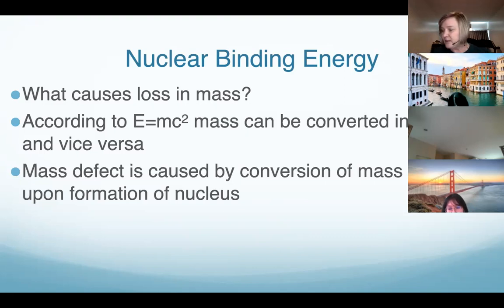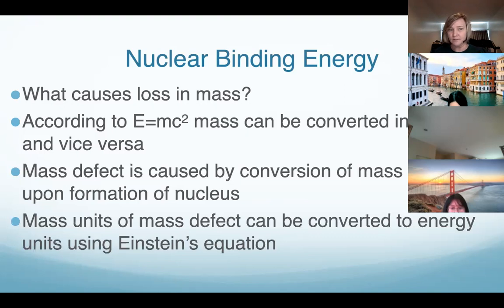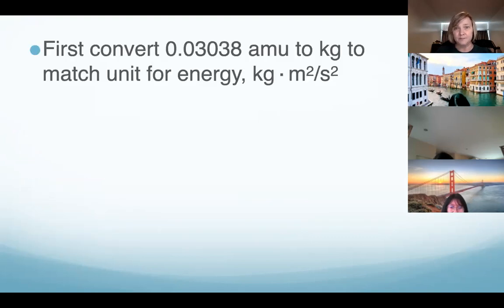Do you guys remember that, hopefully? So bond breaking is endothermic and bond formation is exothermic. So taking the second part, the formation being exothermic, applies the same way to the formation of a nucleus. Again, energy is released when the nucleus is formed. So the mass units of the mass defect can be converted to energy using Einstein's equation. So basically what that means is you can calculate how much energy is going to be released when the nucleus of a helium atom is formed by using E equals mc squared.